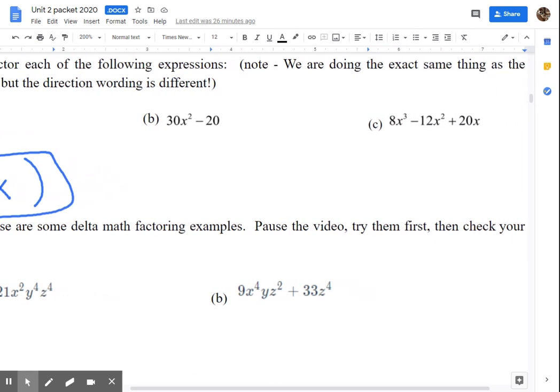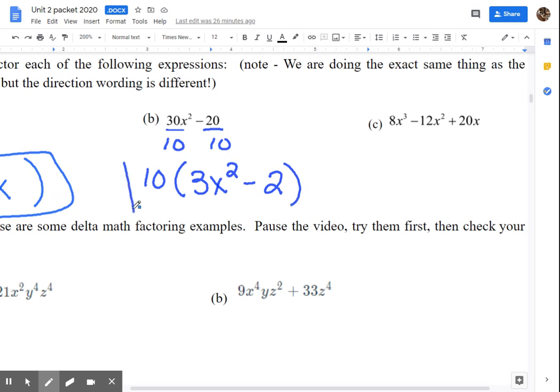Here we go. So for letter B, it's a binomial. Not too many colors to choose from. I'm going to divide both of these by 10. You can't take an x out because there's only x's in the first term. So I have a 10. I'm left with 3x squared minus 20 divided by 10 is 2. And there you have it.